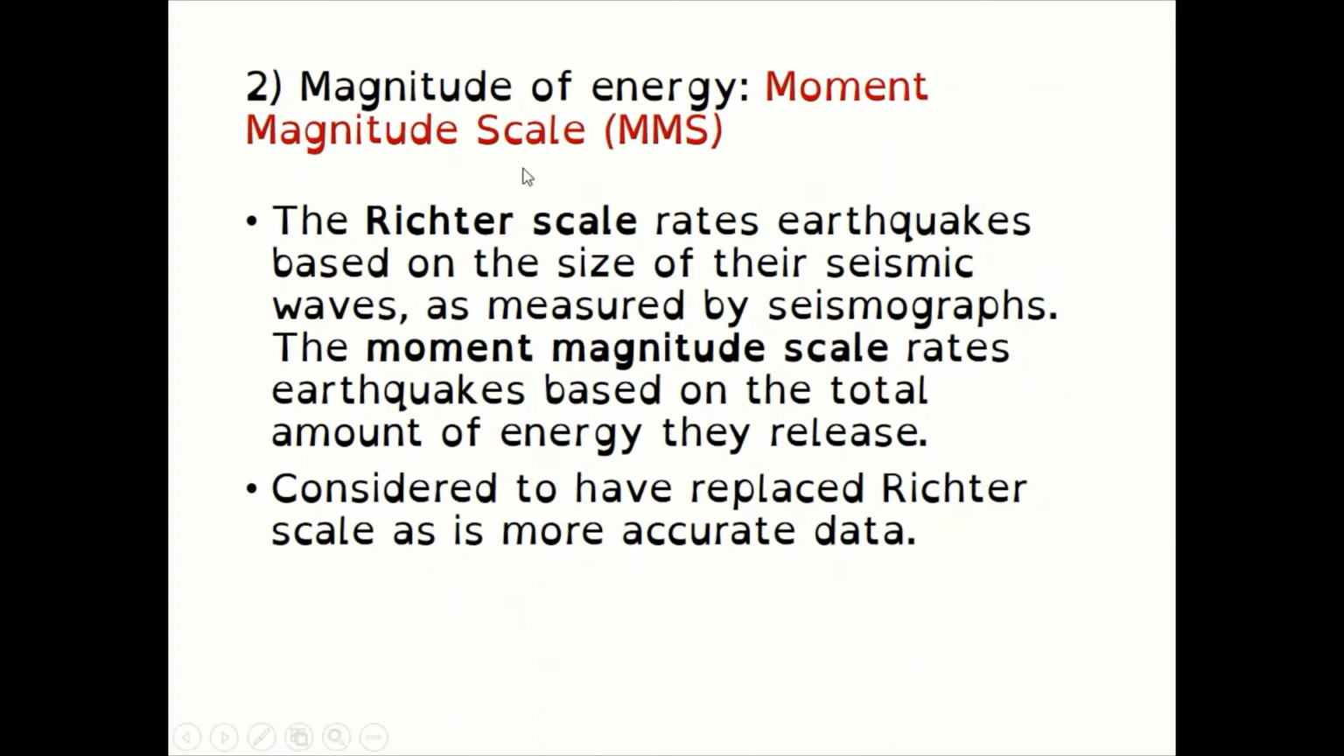The second one that's taking over from that is the magnitude of energy rather than the ground displacement. This is called the moment magnitude scale, MMS for short. So the Richter scale, like I mentioned, bases it on the seismic waves. This bases it on the energy that we were just talking about. It's considered to be more accurate. It's also quantitative. It has a bigger scale as well.